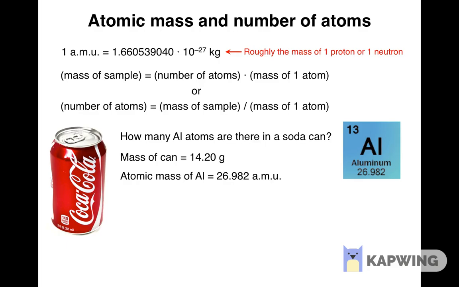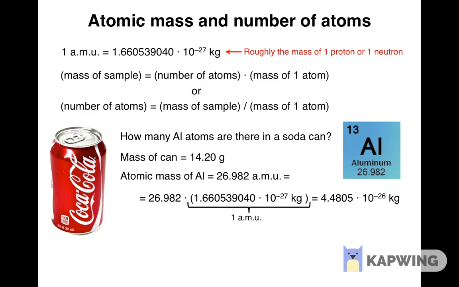26.982 atomic mass units. We can convert this mass to kilograms by multiplying the number of atomic mass units by the value of one atomic mass unit in kilograms, which we know. 26.982 atomic mass units equals 26.982 times 1.660539040 times 10 to the minus 27th power kilograms. And that equals 4.4805 times 10 to the minus 26 power kilograms, where we have taken the correct number of significant digits.